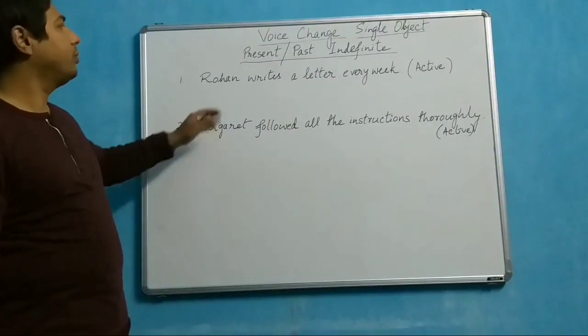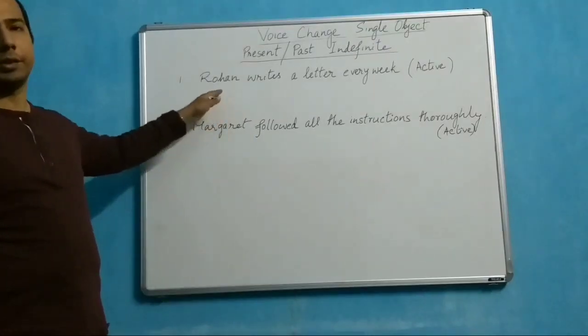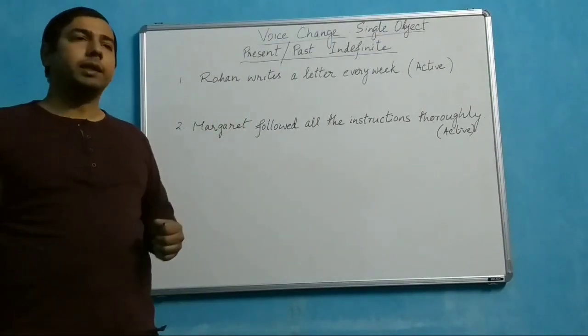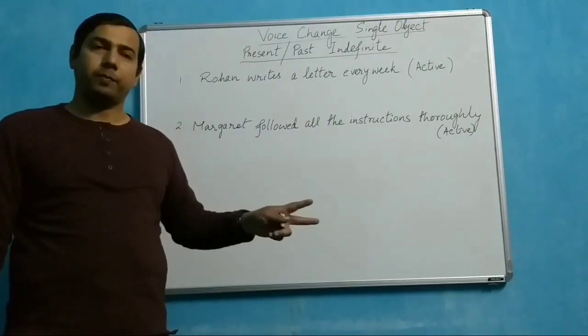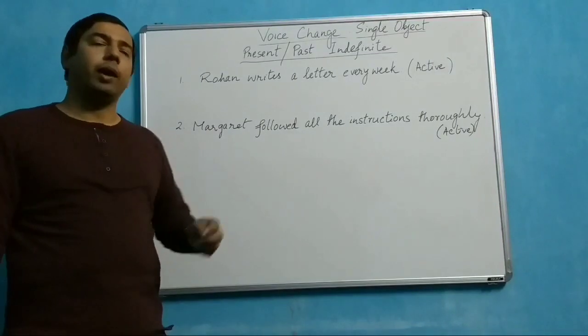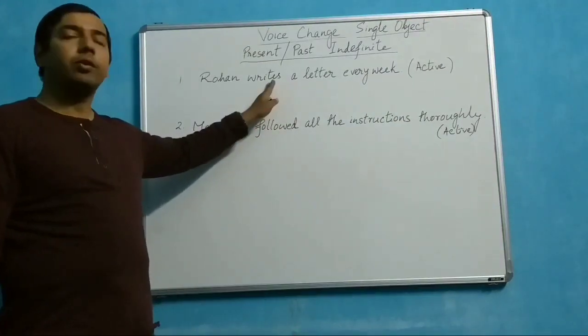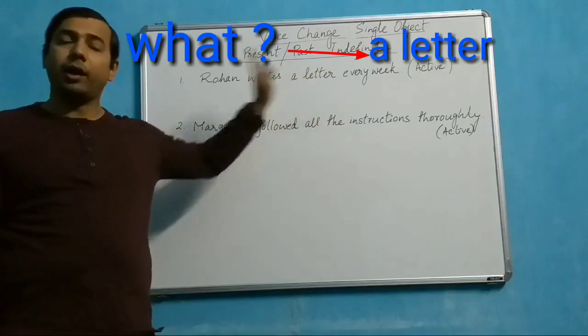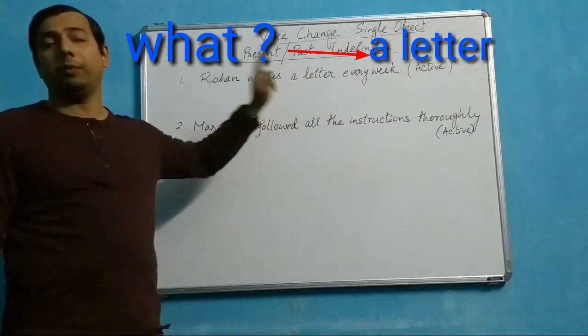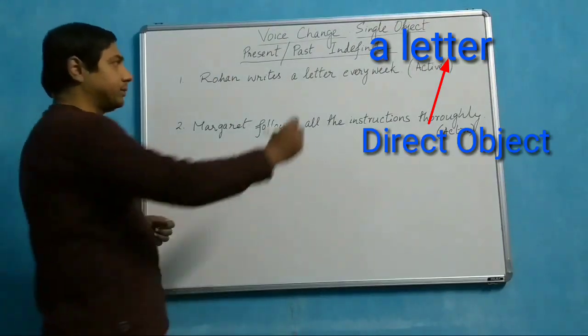First and foremost, we know we have to find out the object. So what is the object here? We have to ask two questions with what or whom. Let us ask with what. Writes what? A letter. We have got our answer. It is the direct object, a letter.